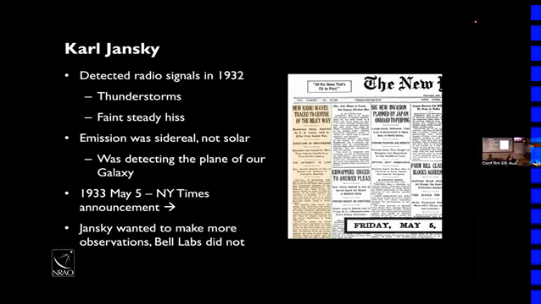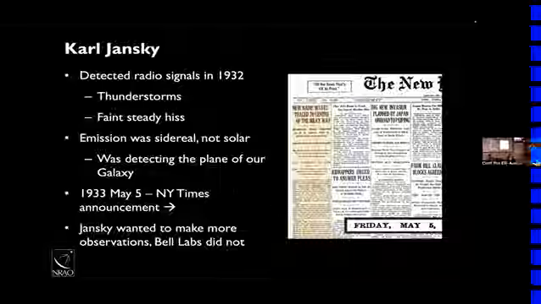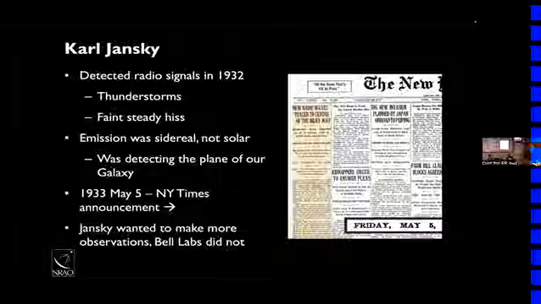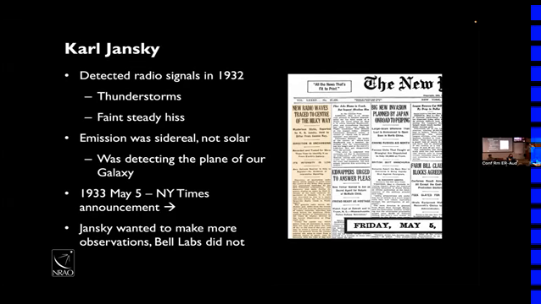But those two things are called stars, sidereal motion, and the sun is solar motion. So the emission that was detected by Jansky was sidereal, not solar. What he was really detecting for the very first time was the plane of the Milky Way galaxy, right? It turns out that the Milky Way galaxy actually was emitting quite strong radio waves, right?